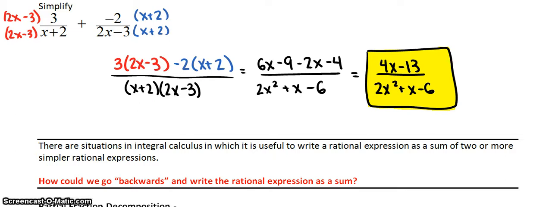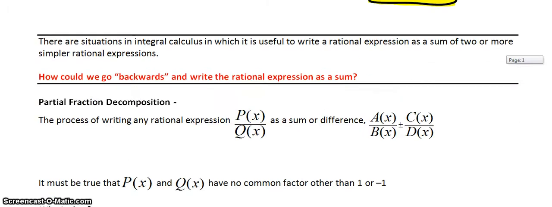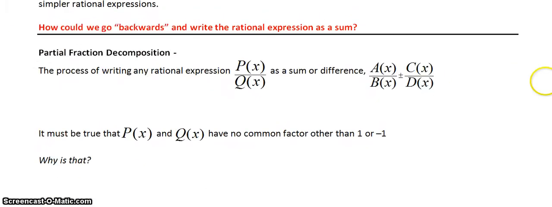What we're going to learn today is we are going to figure out how we can go backwards. So partial fraction decomposition is the process of writing a rational expression that would be like some polynomial divided by a different polynomial as a sum or difference. So like a polynomial divided by another polynomial plus or minus a completely different polynomial.